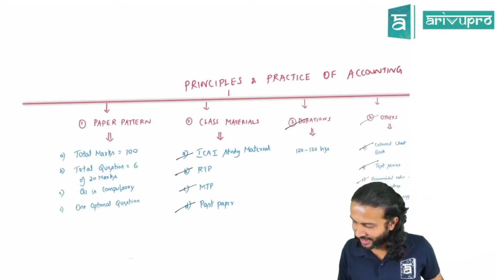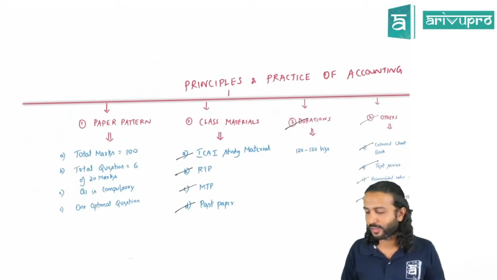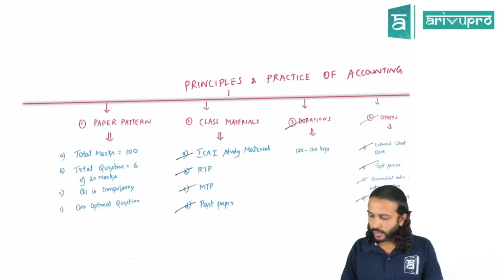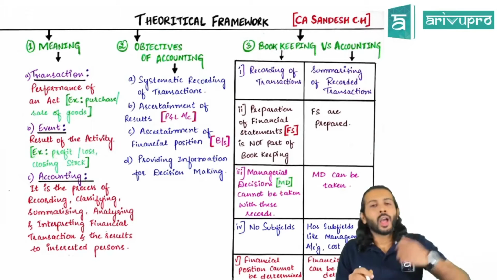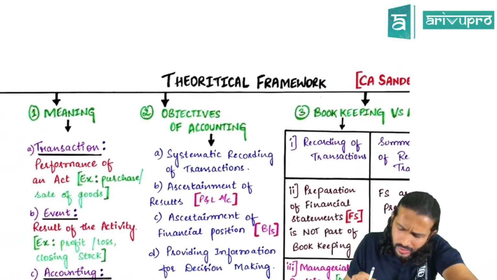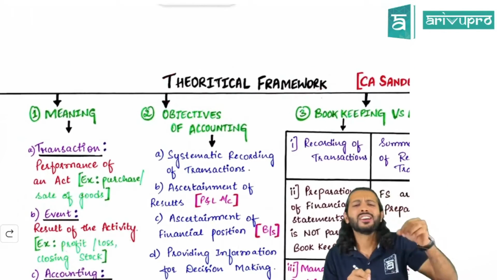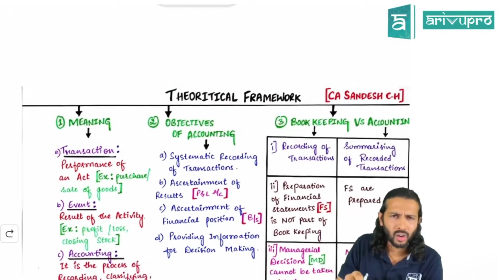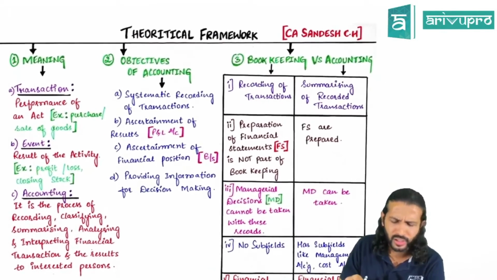Any other questions you have pertaining to the syllabus? All good, no? That means we'll get started then. Hello guys, we'll get started with chapter number 1 of our accounts. The main heading is theoretical framework. Under this you can write the scope, or the meaning, or introduction to accounting, you can call it.